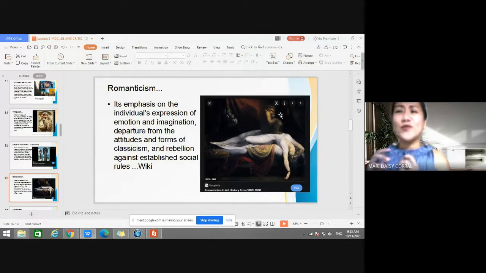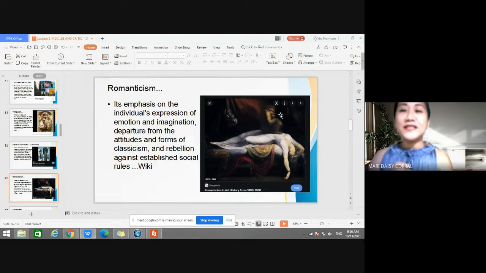So there's a little bit of irony in the subject matter already, because it is trying to portray a beautiful lady, yet there's a beast on top of her. Okay, so the emphasis of the romanticism style of art is on the individual's expression of emotion and deep imagination, a departure from the attitudes and forms of classicism and a rebellion against established social rules.